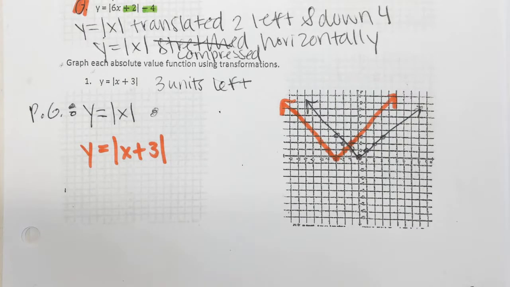Can anybody think of an easier way than moving all the points? Nobody? Will the center of your parent graph always be 0, 0? Yeah. So couldn't you just take 0, 0, move it 3 places to the left, and just use your slope to move? Okay, that's the easier way. Alright, let's look at the next one.